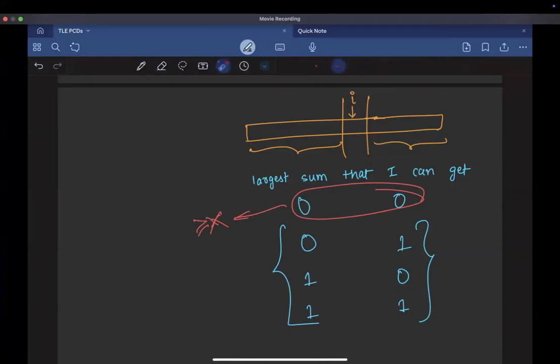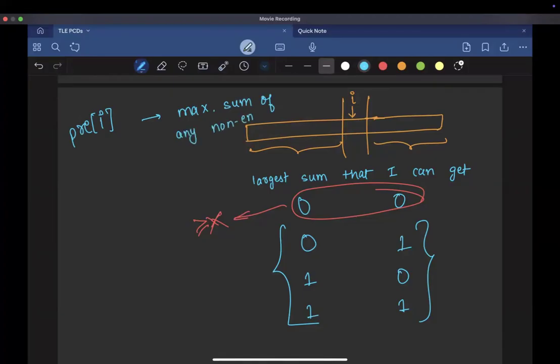I had an intuition like this one only, that create some DP state for every prefix to find out the maximum sum of any subsequence in this prefix. Basically, pre[i] should tell me about the max sum of any non-empty subsequence from the prefix of length i. Okay?